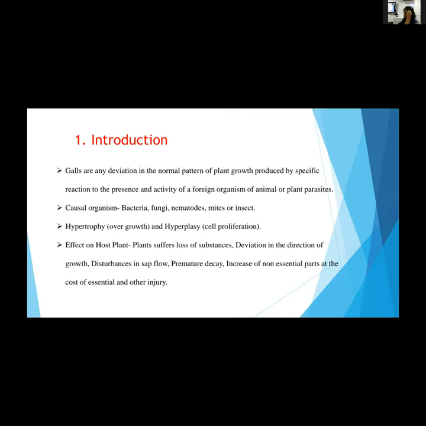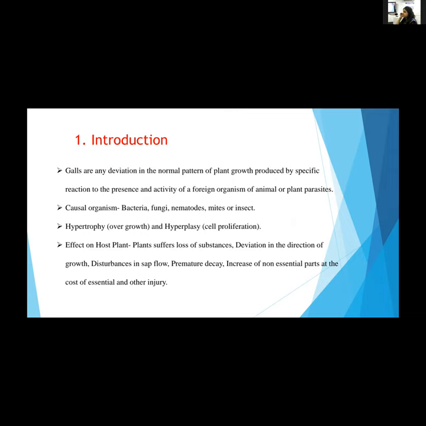What are the effects on host plants? Plants suffer loss of substances, deviation in the direction of growth, disturbance in sap flow, and premature decay is also found in the plants. Increase of non-essential parts at the cost of essential ones and other injuries are also found in diseased plants.